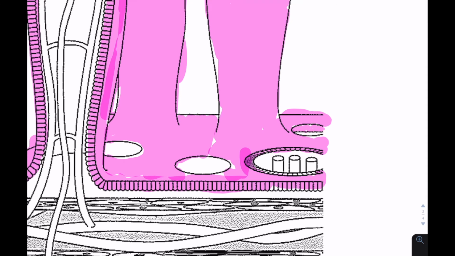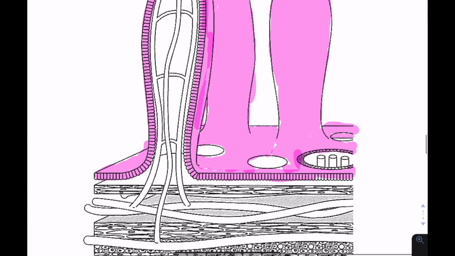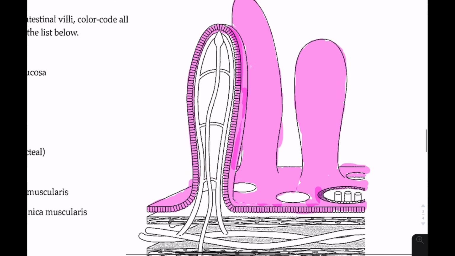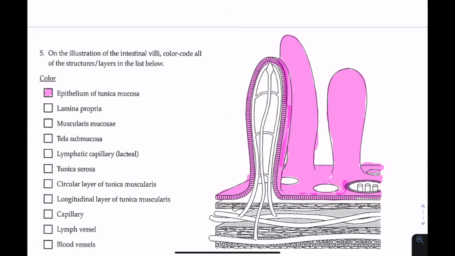It's like a weird cut. You're seeing the inside somehow. But just know you want to color that top part of that circle pink if you're using pink, which I would recommend. Okay, so we've colored all of our epithelium now.